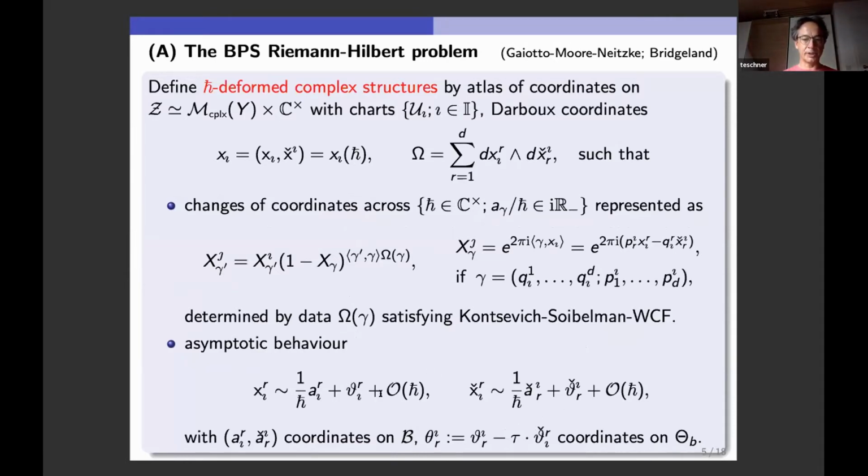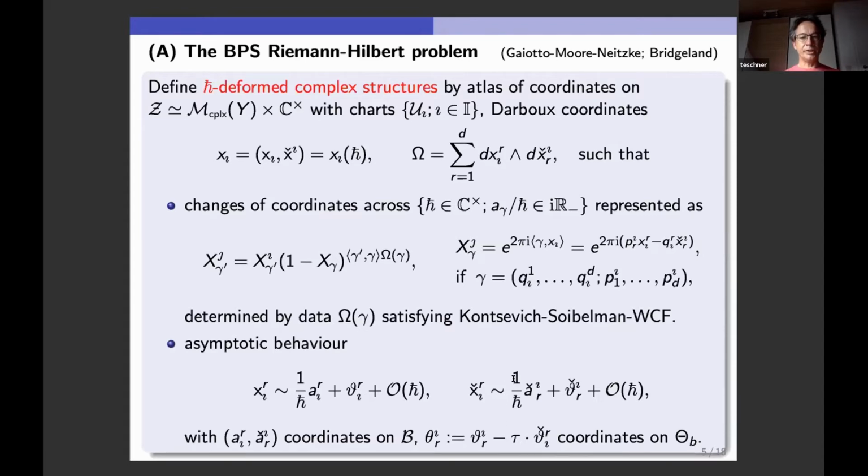There's a little bit of redundancy, which however turns out to be inessential in some precise way. So anyway, this is the asymptotic behavior, where the actual coordinates for torus fibers are some combination where again tau is the period matrix defining the complex structure of the torus fibers.